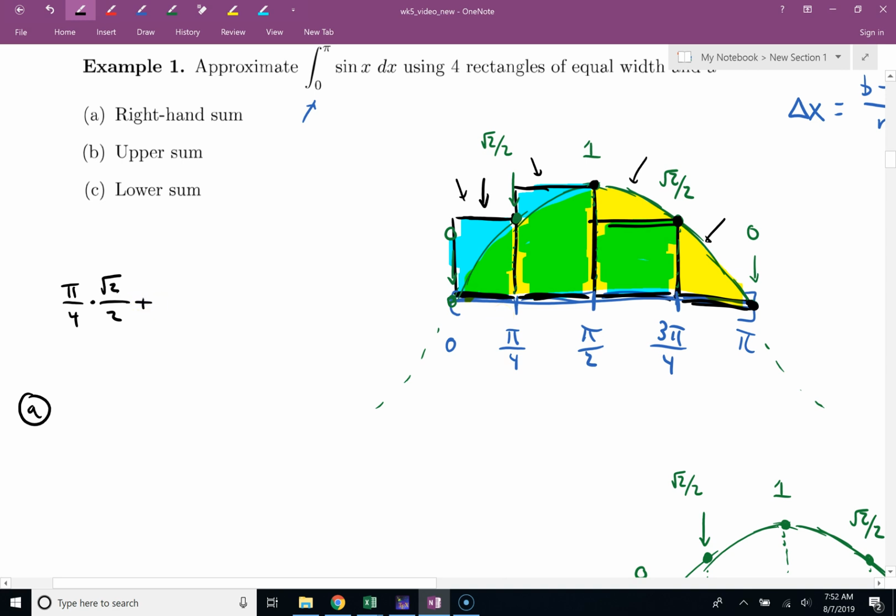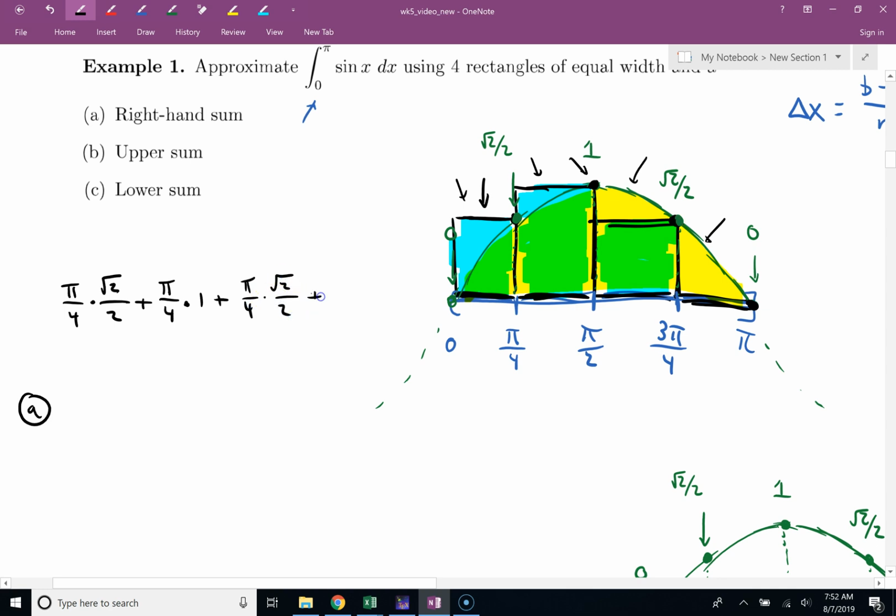For my second rectangle, the width again is pi over 4. Remember, they have equal width, so it's the same width for all of them. The height here is going to be 1. That's coming from the right-hand endpoint over here. So that's my second rectangle. For my third rectangle, we're back down to a height of root 2 over 2, and the width is still pi over 4.